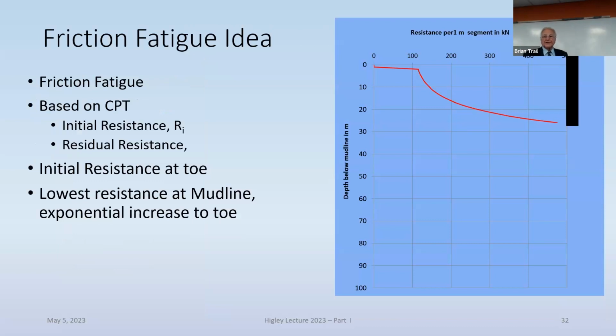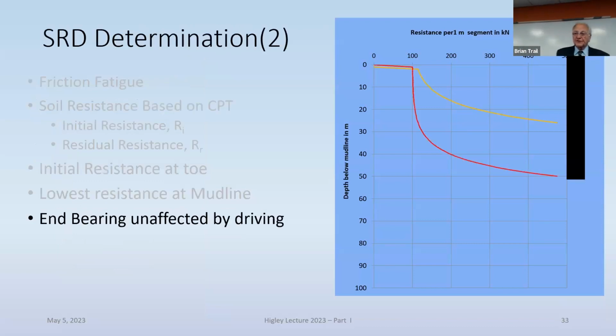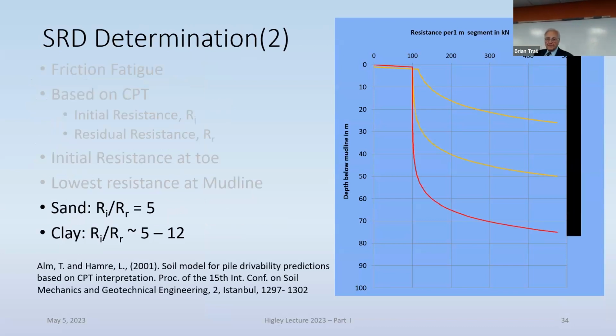The newest darling in Europe is the so-called friction fatigue approach, where you have during driving always the initial resistance, which we would probably call the long-term resistance, at the pile toe, but further up, the resistance gets worn down, fatigued. And so near the mud line, it would be a much lower value.